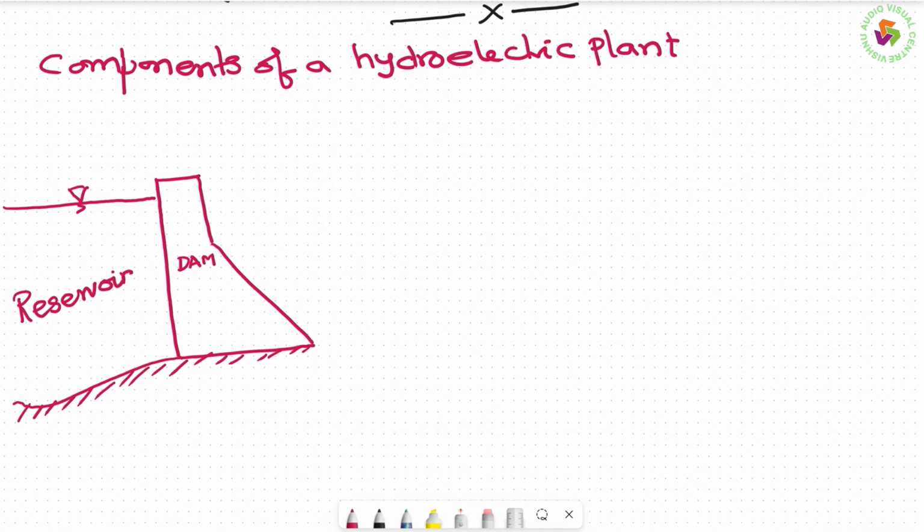The reservoir may be just behind the dam, or the reservoir may be away from the dam also. If you take Nagarjun Sagar, the reservoir is just behind the dam, whereas in the case of Sri Salem, the reservoir is somewhere distant actually. So then from here, we have to take the water outside.